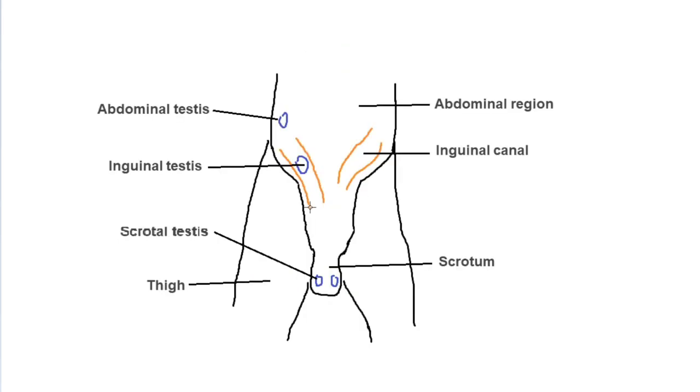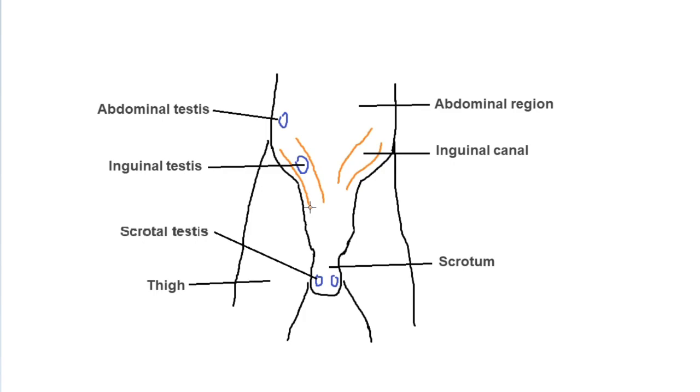In the next figure, I have shown the abdominal region. On the top part, that is the abdominal region, and I have shown one testis there. On the left side you can see one testis in the abdominal region. Similarly, the same can be found on the right side also.